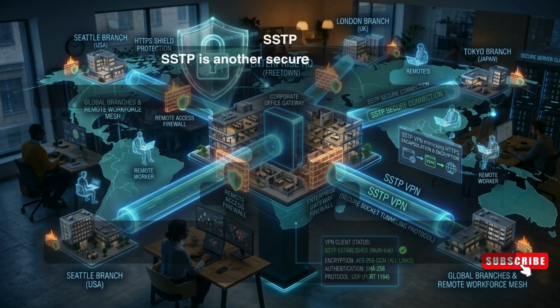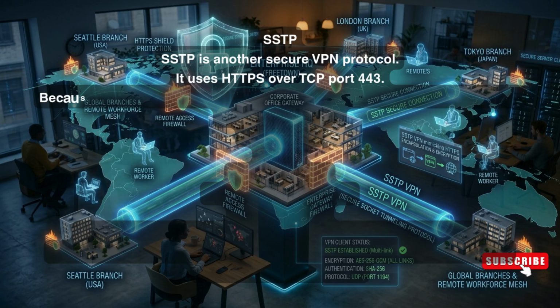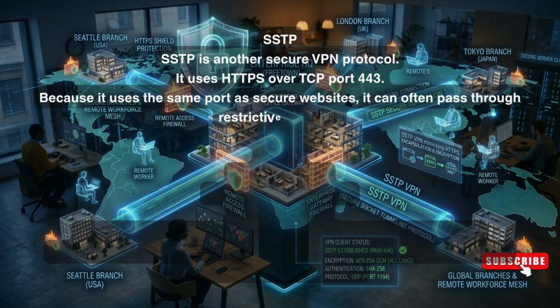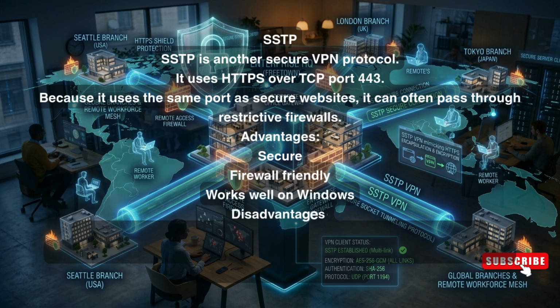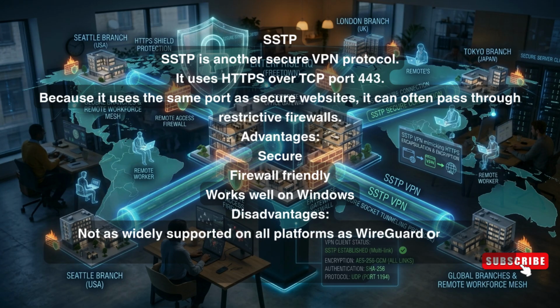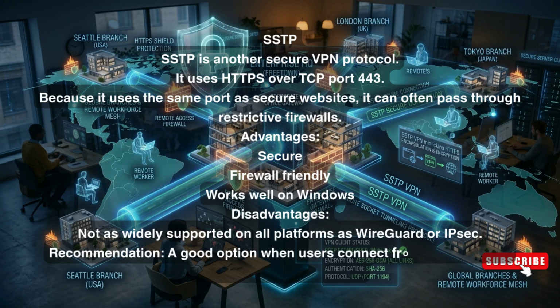SSTP. SSTP is another secure VPN protocol. It uses HTTPS over TCP port 443. Because it uses the same port as secure websites, it can often pass through restrictive firewalls. Advantages: secure, firewall-friendly, works well on Windows. Disadvantages: not as widely supported on all platforms as WireGuard or IPsec. Recommendation: a good option when users connect from networks that block other VPN protocols.